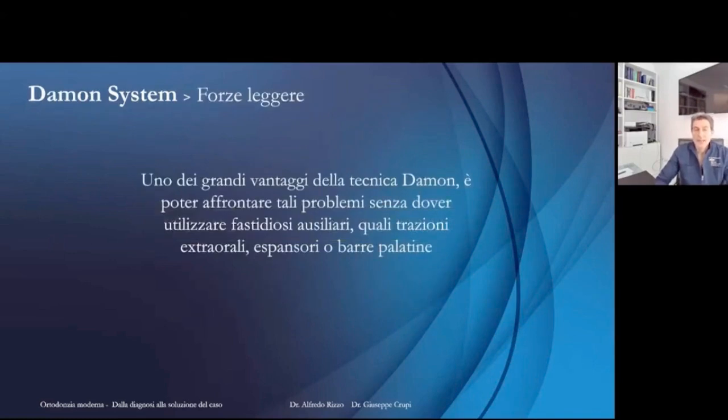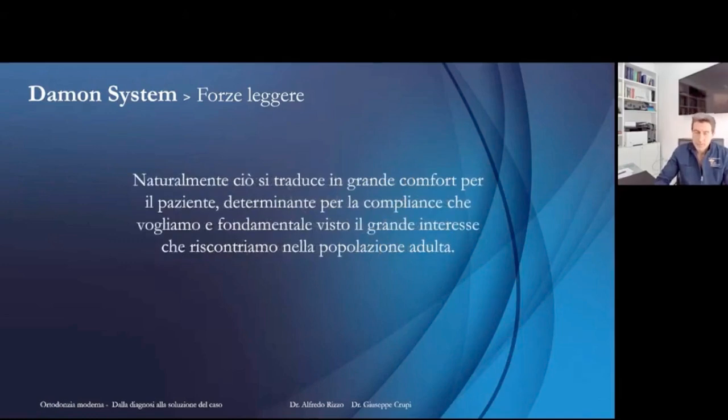One of the great advantages of the Damon system, among others, is the ability to tackle various problems without using annoying auxiliaries such as extraoral tractions, expanders, or palate bars that are not very comfortable for our patients. Naturally, this is a great advantage, especially today, when we have a lot of the adult population coming for the orthodontic system, especially for the Damon system, primarily due to aesthetic desires or aesthetic complaints.